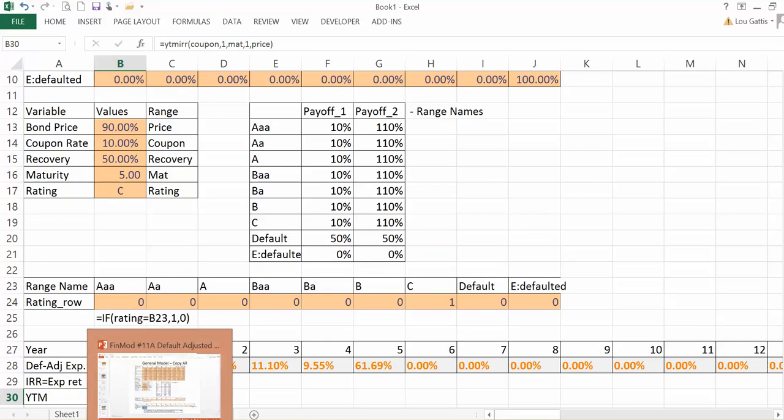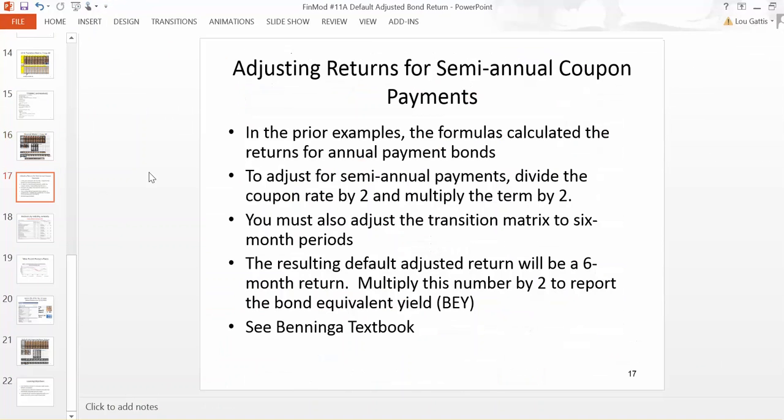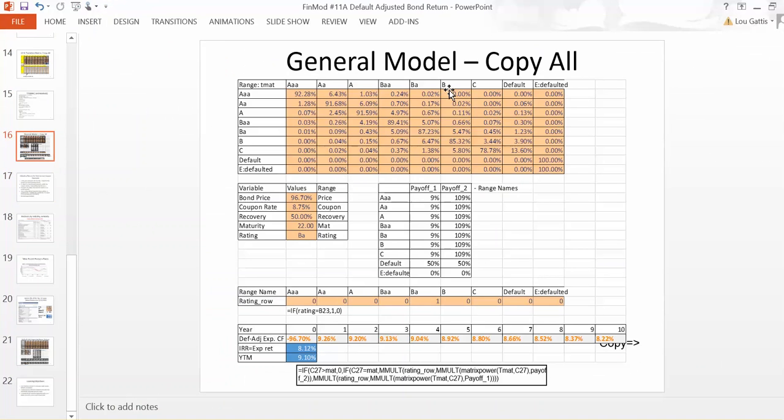And so that's the general model. Now a couple of caveats. This model is a great model from the textbook. Works for any maturity, any rating. What it doesn't do is more than one payment per year.